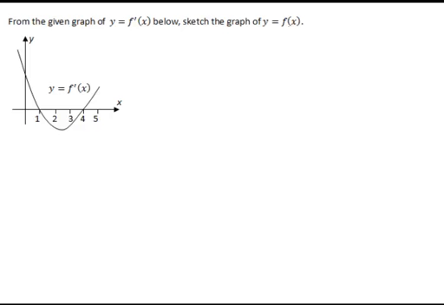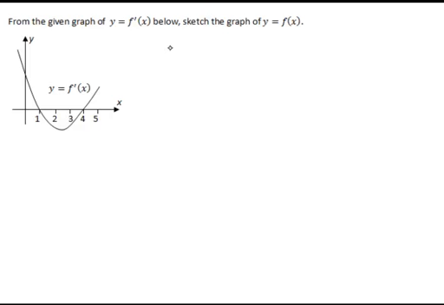Now, remember that there's an entire class of functions that have the same derivative that differ by a constant. So we're simply going to be looking for one possible graph whose derivative would match the given graph.